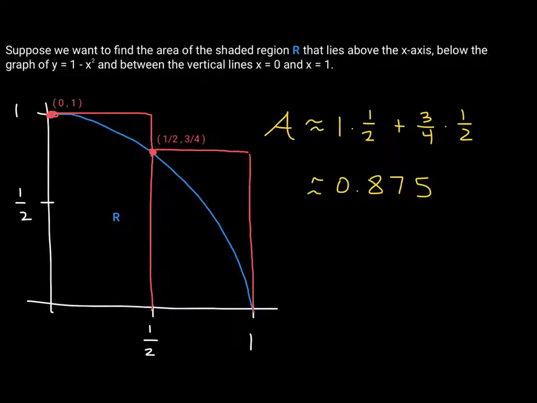So what we can do is be more precise. Instead of doing 2 rectangles, what if we did 4 rectangles? So let's consider doing 4 rectangles.